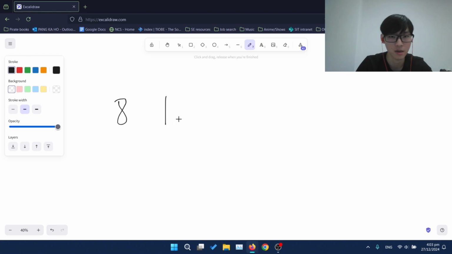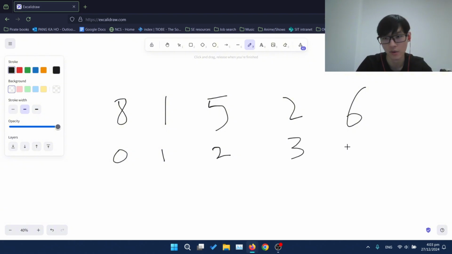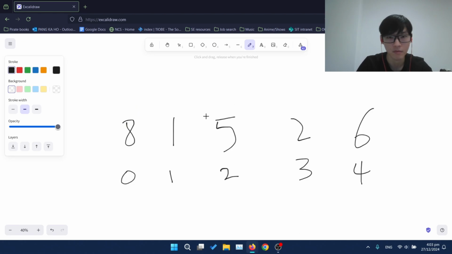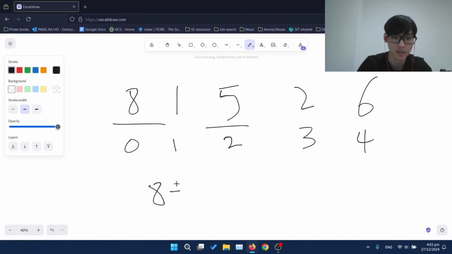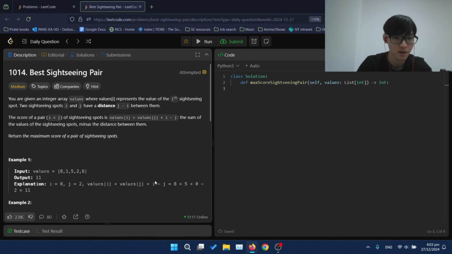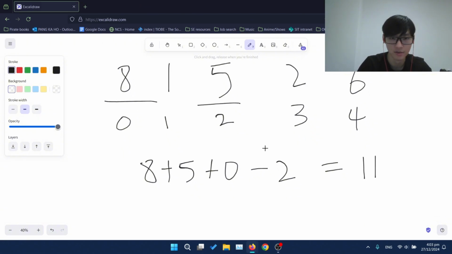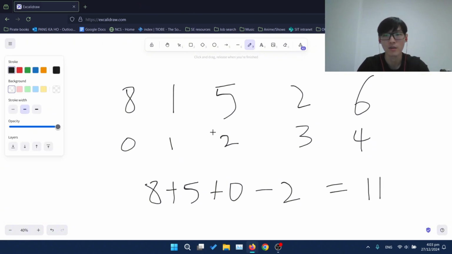So 8, 1, 5, 2, 6. These are the indices, 0, 1, 2, 3, 4. So we know that this is the answer, right? It's 8 plus 5 plus 0 minus 2, which is 11 in this case.